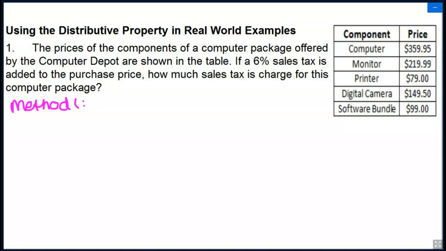So it says the prices of the components of a computer offered at the computer depot are shown in the table below. If a 6% sales tax is added to the purchase price, how much sales tax is charged for this computer package? So we want to find the cost of the sales tax, which is 0.06, based on the total cost of the package.